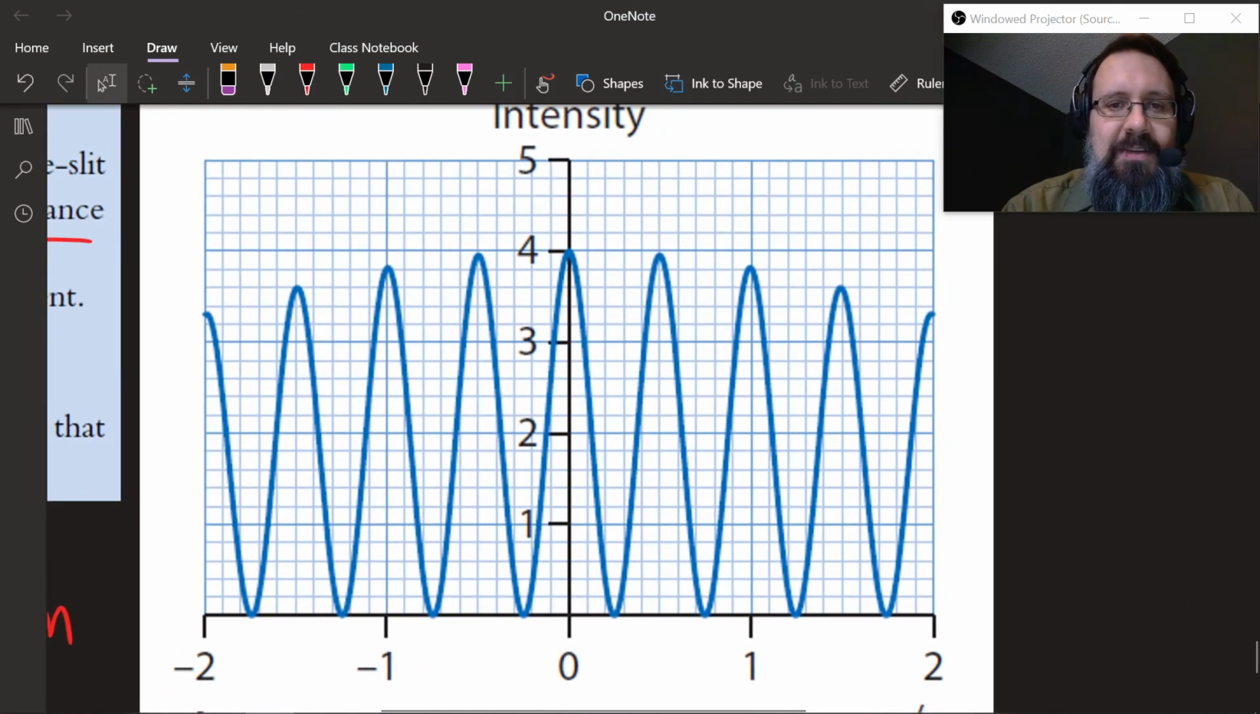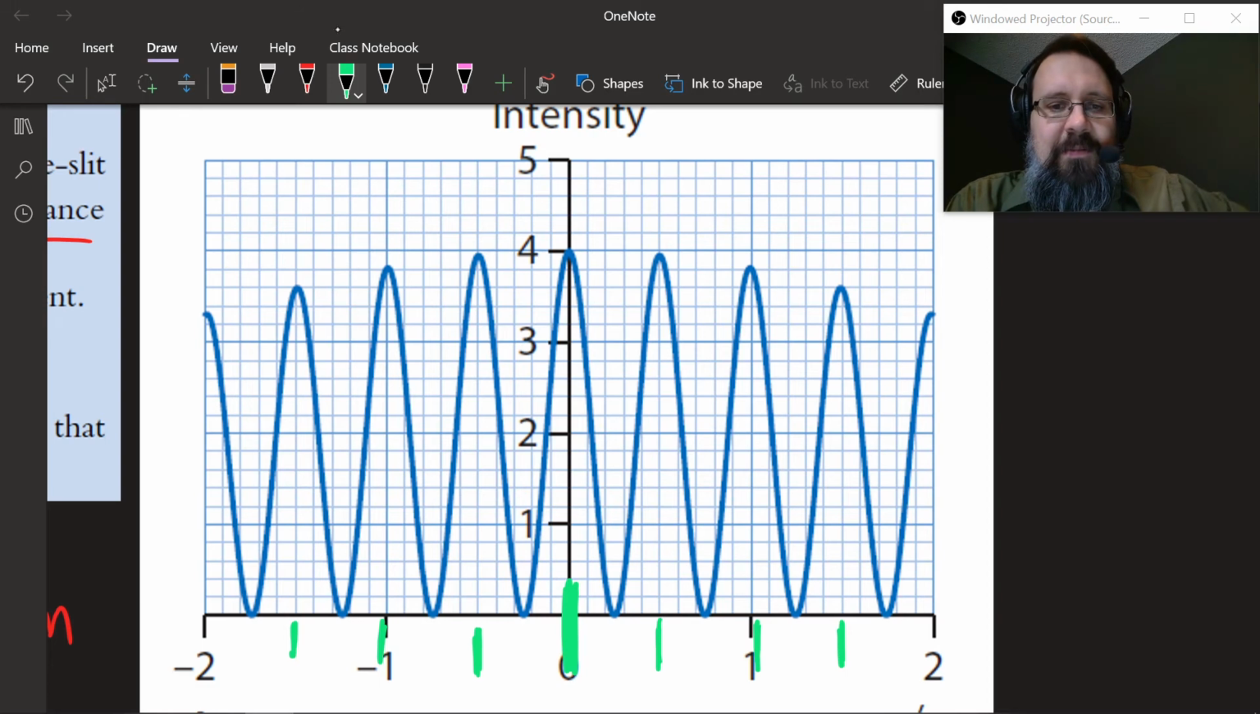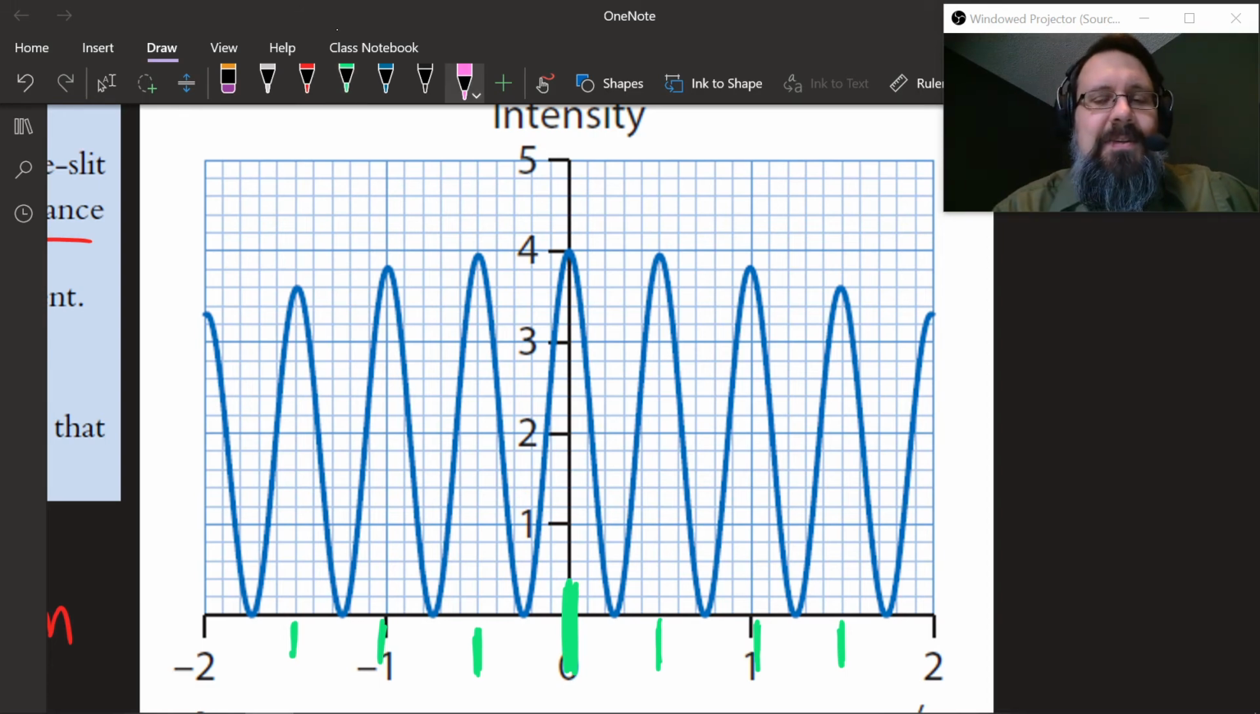And so realize that this first big peak here, that's our central maximum. And then we have the first maximum here, and the first maximum here, and then the second maximum, and then the third maximum, and so on. And that's what we're seeing with these peaks. Wherever the intensity peaks is a maximum where we have constructive interference. So how do we find S? S is the distance from the central maximum to the first maximum. So it's just this distance here.